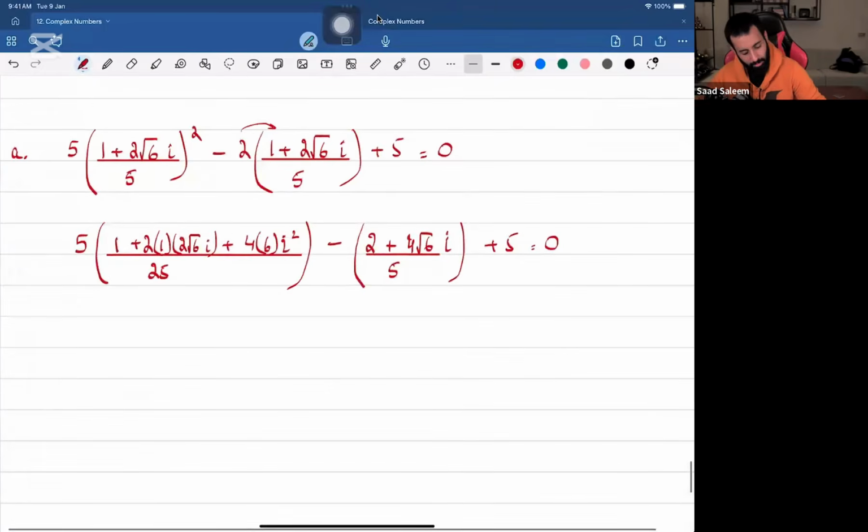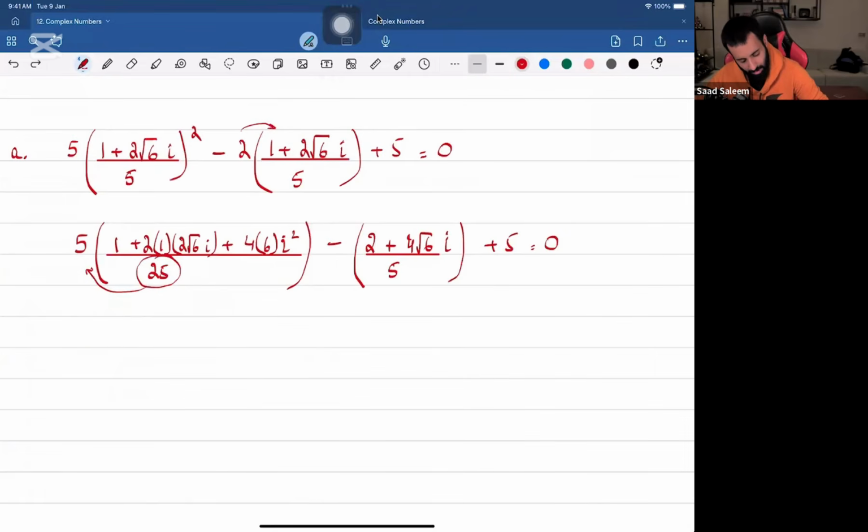Now let's see what we're dealing with. So here's what I would recommend. I would recommend that you take this 25 outside, so it becomes 5/25, which can be written as 1/5. So 1/5, and in the numerator, let's see what's going on. 1 + 4√6 i, and this becomes 4 into 6, which is 24. i² is minus 1, so that means minus 24.